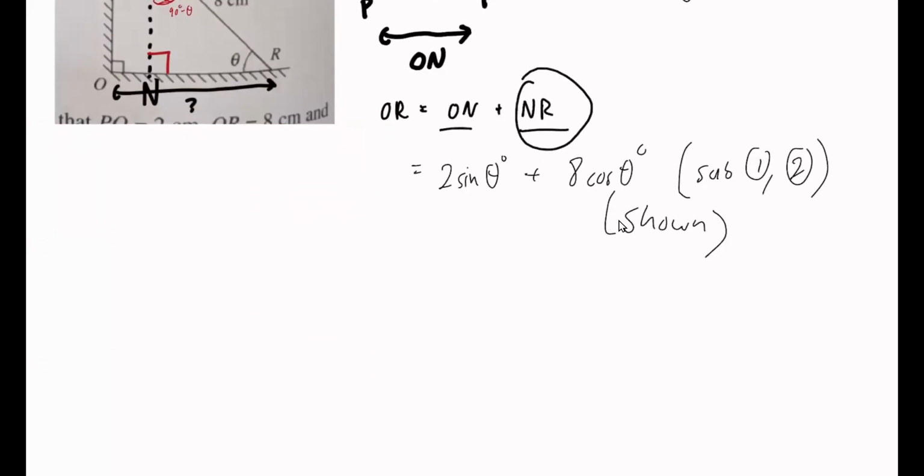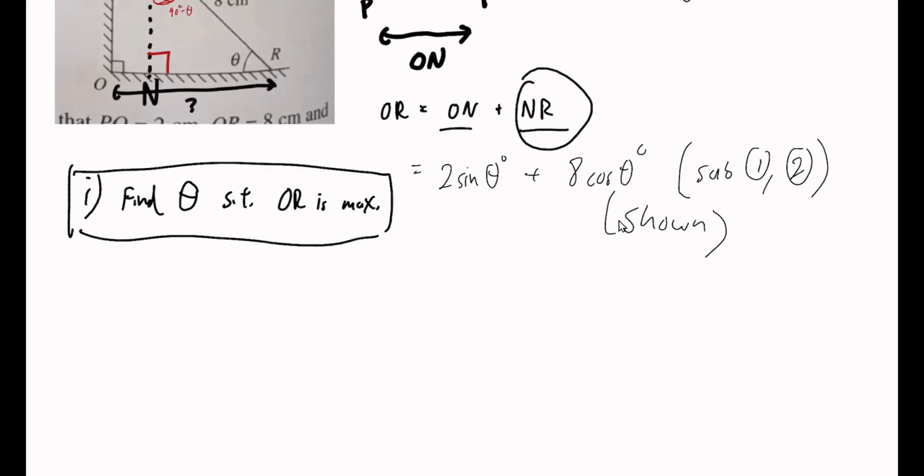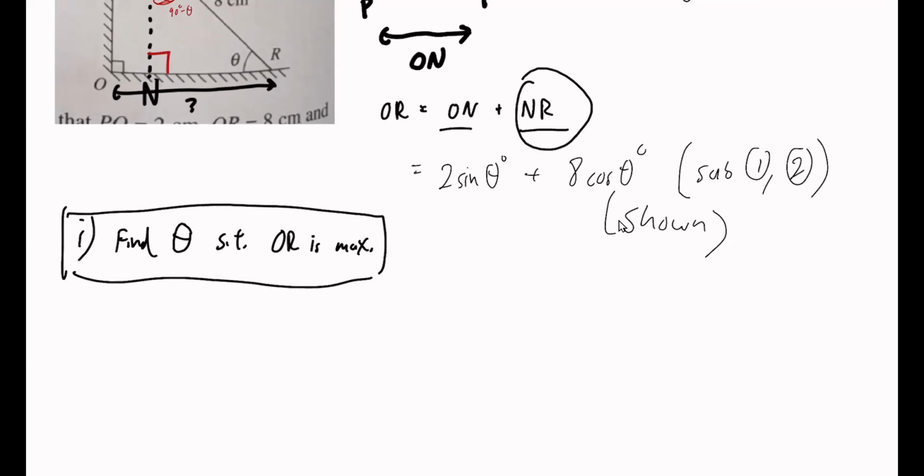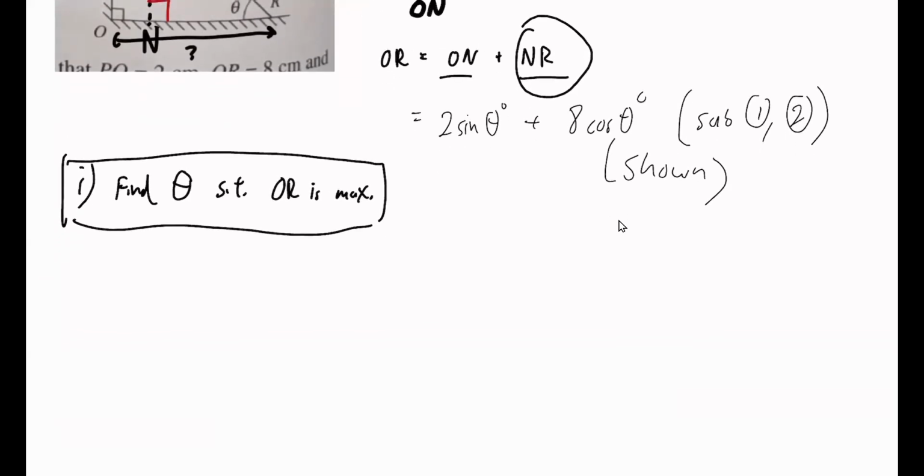Part 1. Value of theta such that OR is max. Okay, so what is OR? How do you find the maximum value of OR first? You see something times sine, something times cosine. I hope you can tell straight away this is what format. This is asking you to do what? Formula. Oh, that's the entire lesson for today. Of course, it's formula. What else could it be?